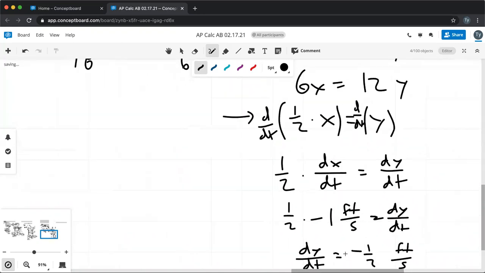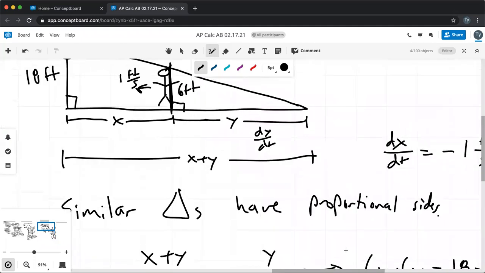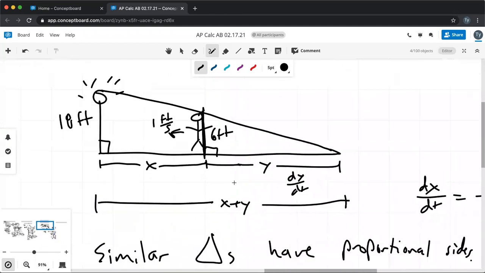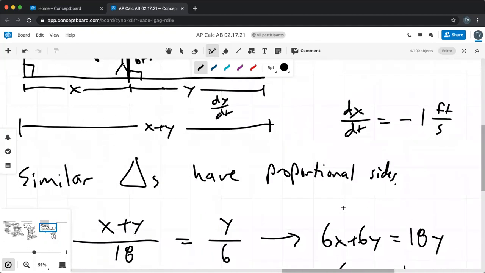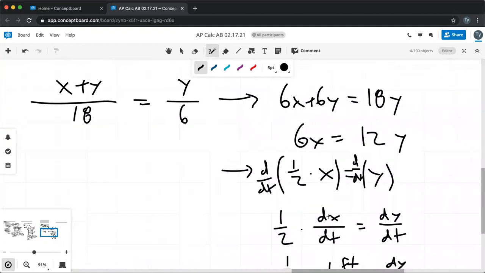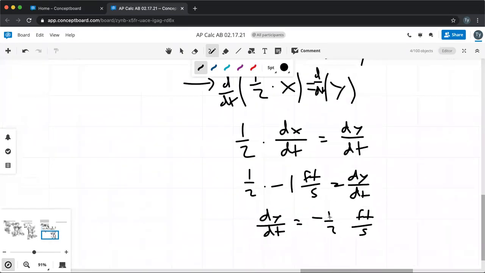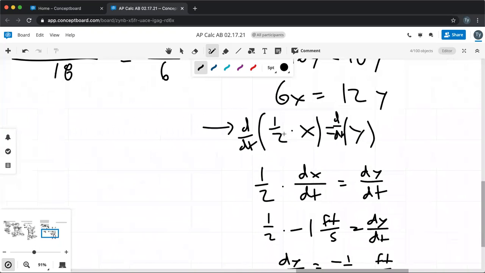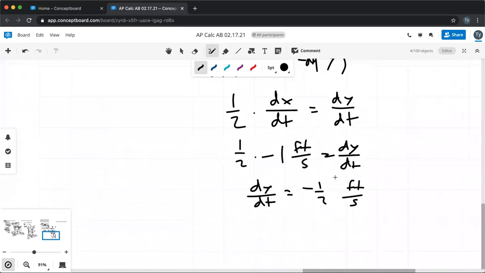Now, what's really interesting about this is we started when the man was 10 feet away. Do you remember using 10 anywhere here? We did not. And the reason we never ended up using it and we still got a value for the rate of change is because this is a linear function. When we take the rate of change of a linear function, think of a line. When you take the derivative of a line, you just get a constant. So it doesn't matter how far he is from the light post, this rate of change is going to stay the same.